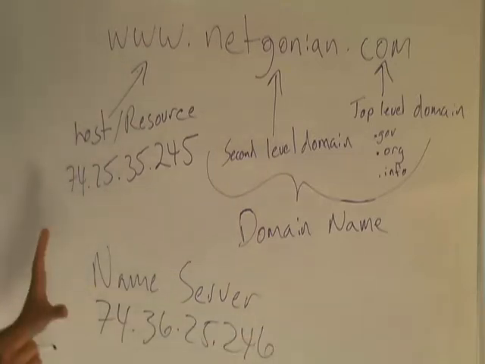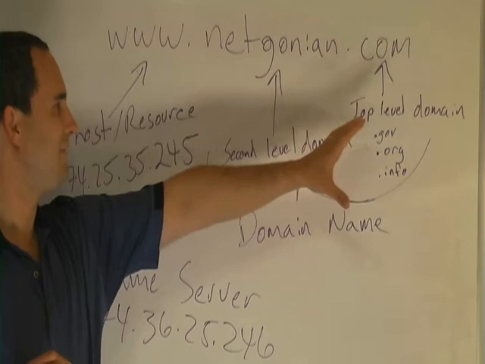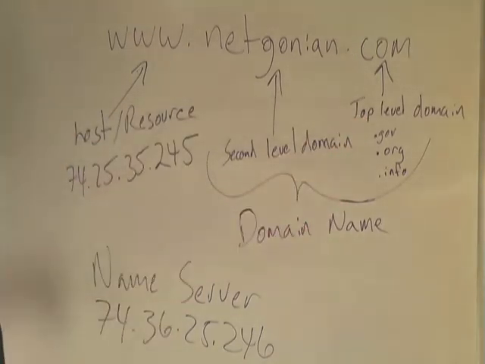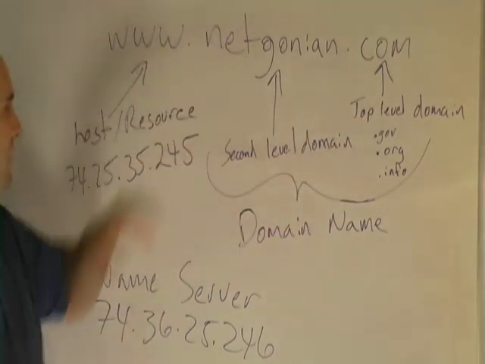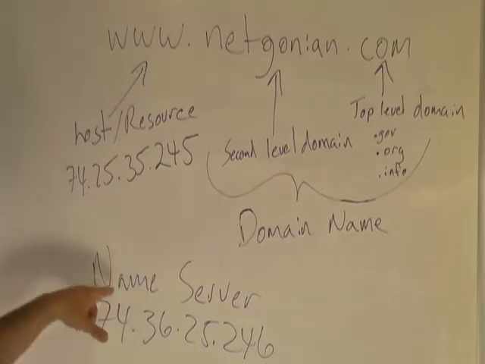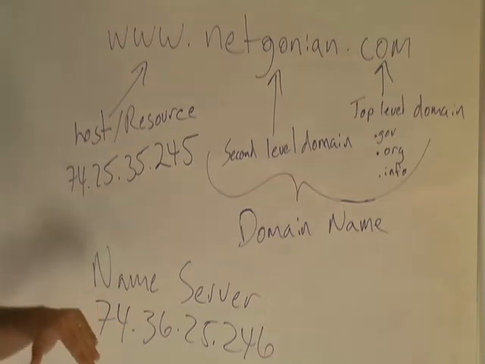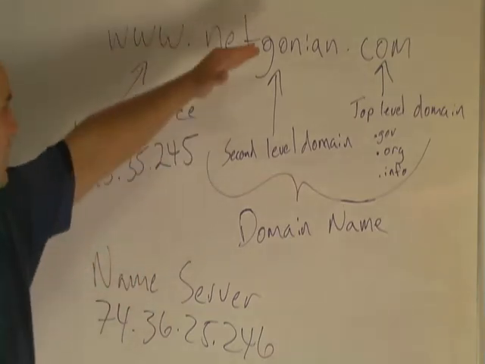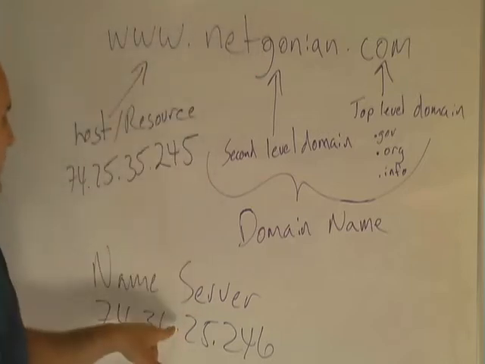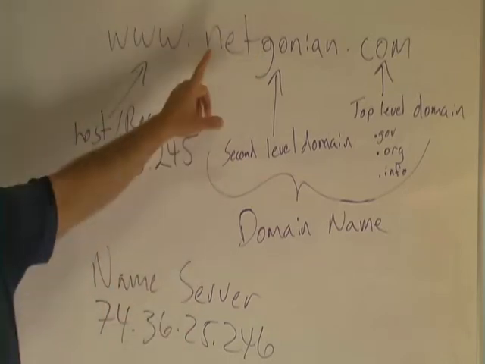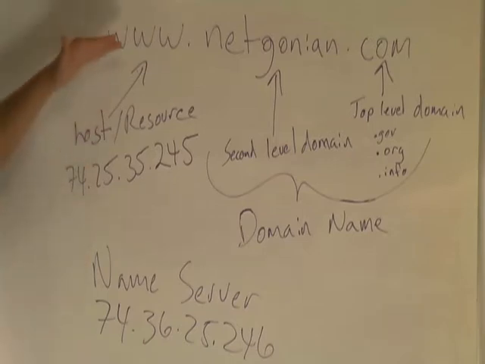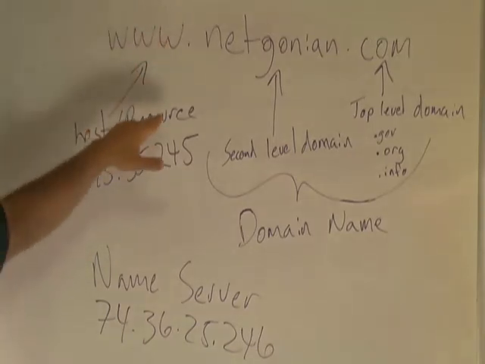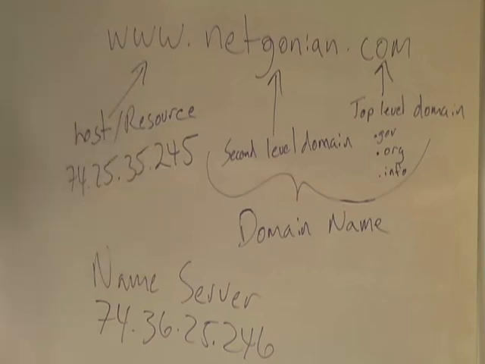Just like that. And so within the .com top-level domain, there's a record saying, if you want information about the Netgonian domain, then you can look for it at this name server, which is located at this IP address. Then your computer will take a next look, going to the name server here for Netgonian, and in that name server, there are records that will tell it where to find www, which is a host or a resource, and that resides at this IP address.